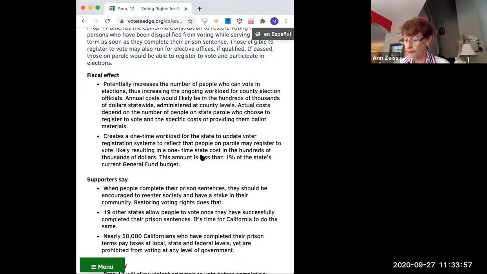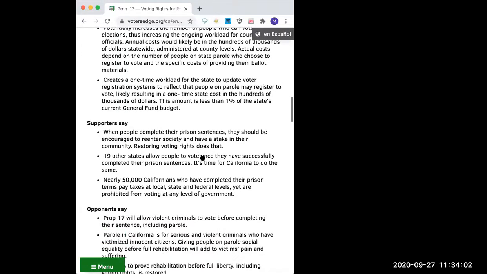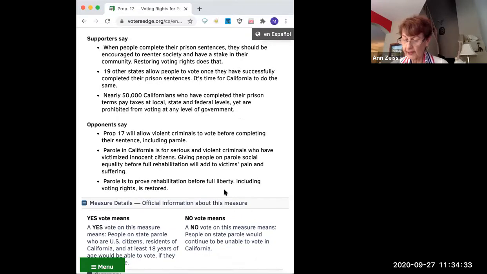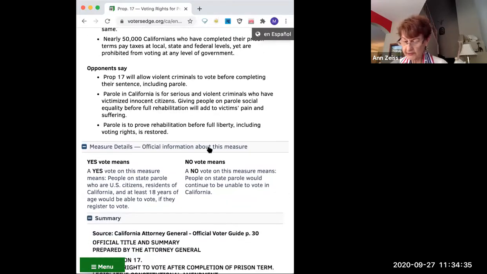Opponents say Prop 17 will allow violent criminals to vote before completing their sentences, including parole. Parole in California is for serious and violent criminals who have victimized innocent citizens. Giving people on parole social equity before full rehabilitation will add to victims' pain and suffering. And finally, parole is to prove rehabilitation before full liberty, including voting rights, are restored.